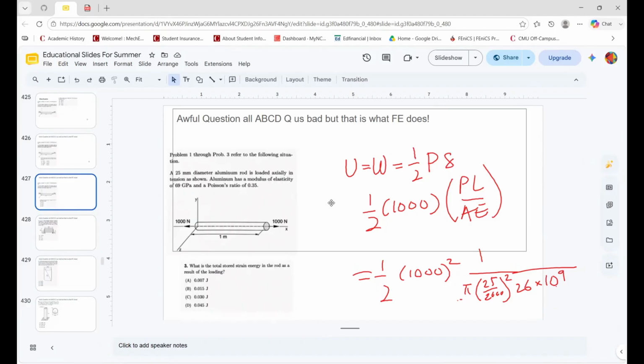I get 0 point... Well, I think I missed something because that doesn't seem right. I forgot to divide by 2 or something. I say that because I got a number, but none of the answers matched. 1,000 times 0.05 divided by 2, squared. Oh wait, it's 69. Let me change that 69 over there.